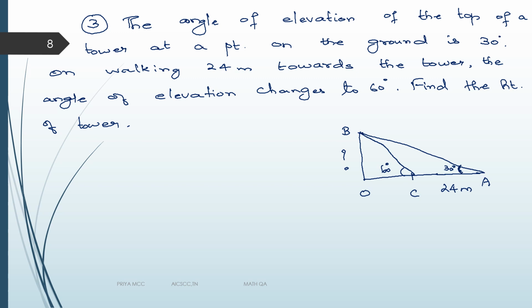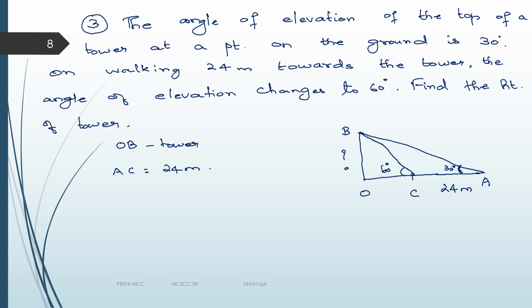Just look at the triangle OCB. First, let me write out all the initial things. OB is your tower. AC is given to be 24 meters. The angles of elevation from points A and C we've already marked, so I'm not writing them. Now, you really do not know what OA is.